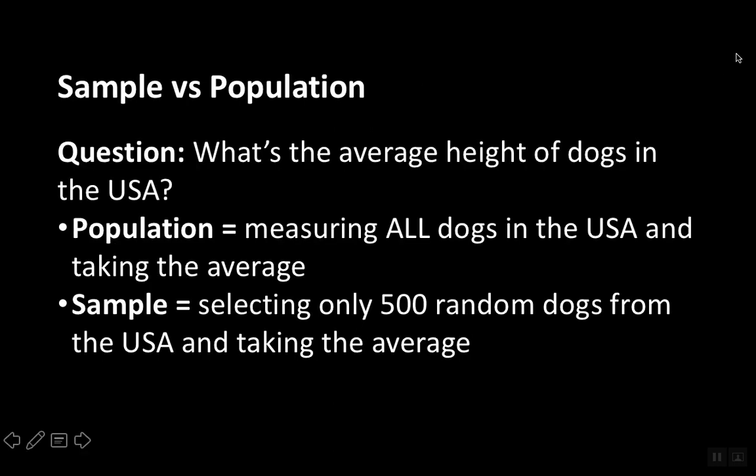So to begin with, sample versus population. Okay, so sample, right? So let's start with the question first of all. What's the average height of dogs in the United States of America? The only way you will know this answer is if you go around and you measure every single dog in the United States and write the number down. Okay, after that, we will add all of them up and divide by the number of dogs you measured, right? And then you will get the average.